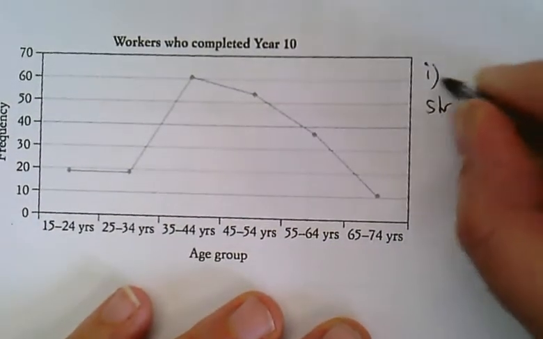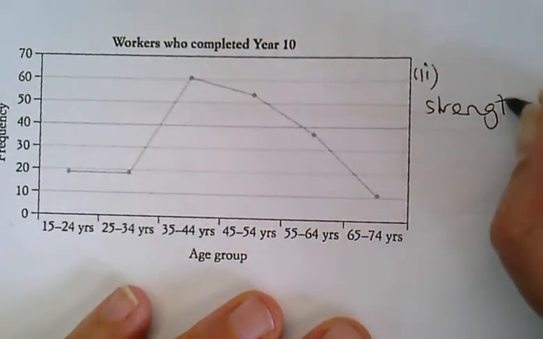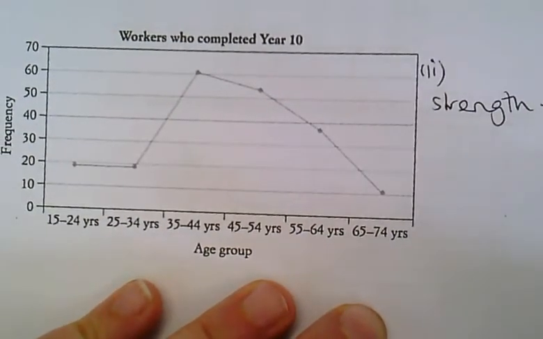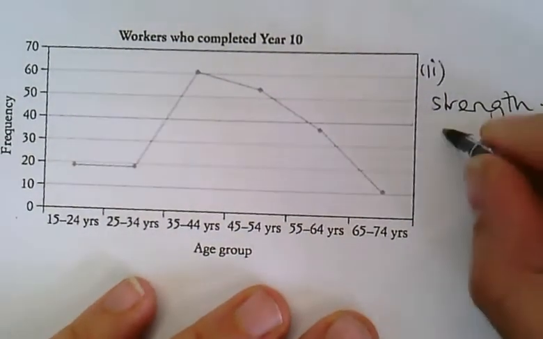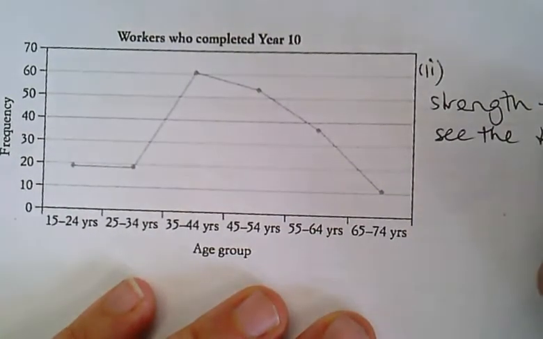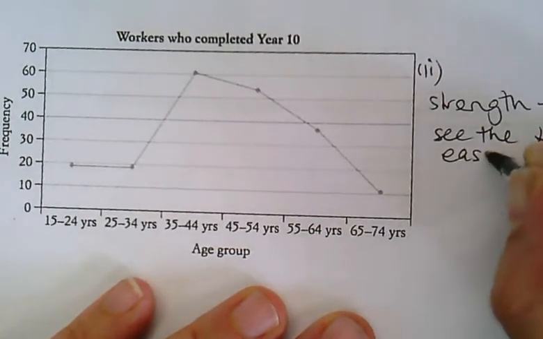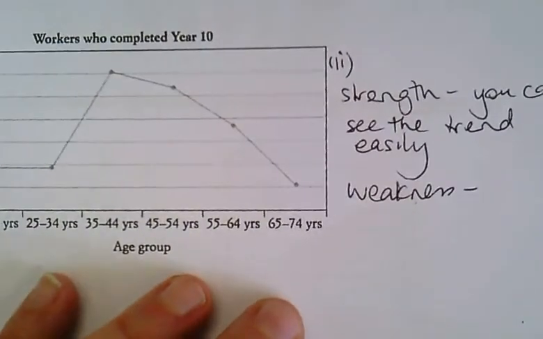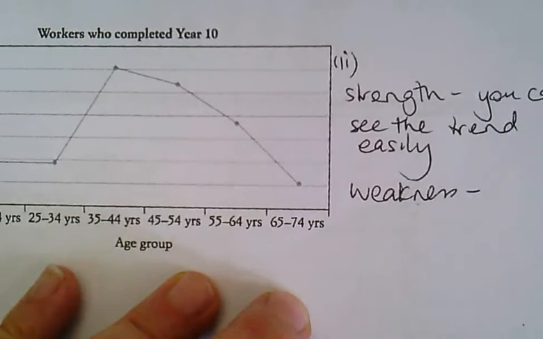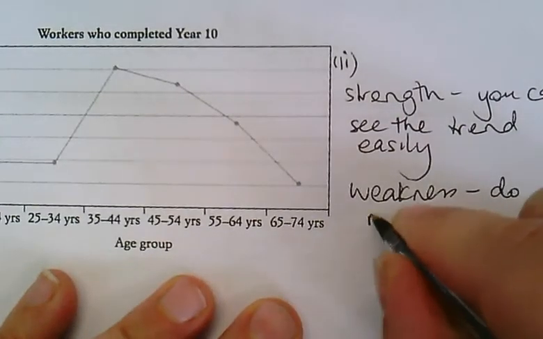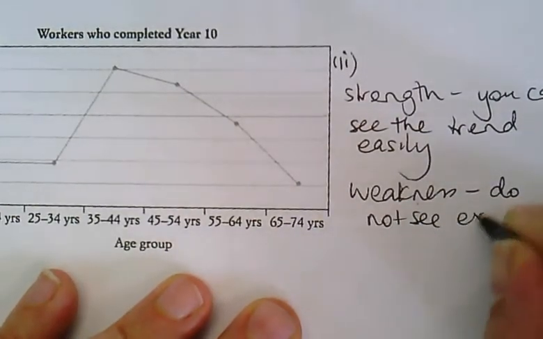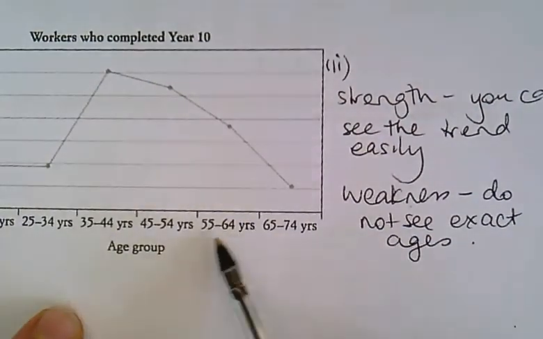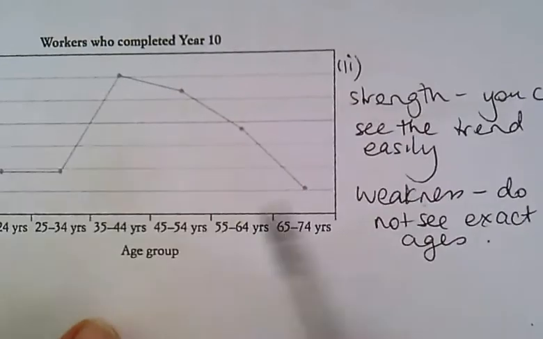So a strength, I'm just going to do part 3, is that you can see the trend easily, and a weakness might be that you do not see the exact ages. I'd say you don't see the exact ages because they're in groups.